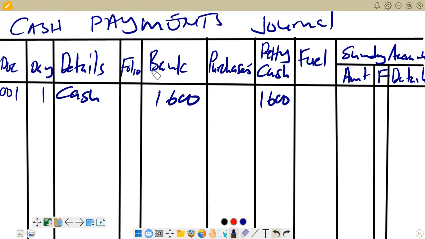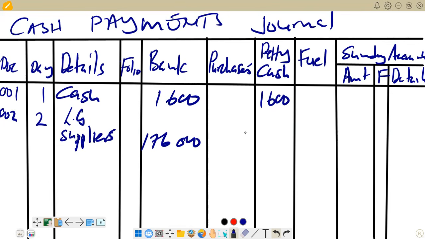So we are now on our cash payments journal, and on the document we have got 002, and then this is day 2, and then on the details, remember it's LG suppliers. And then the amount that we have there that we are going to put in the column for bank is 176,000.